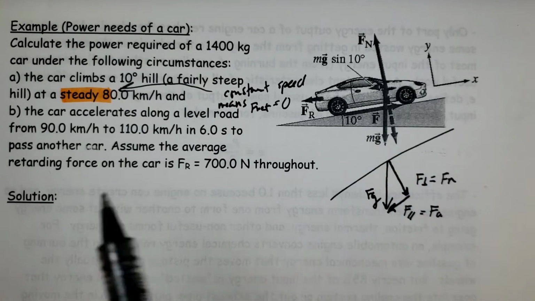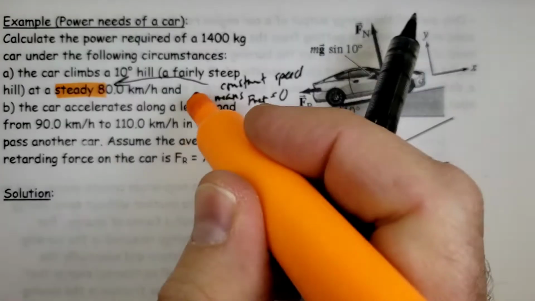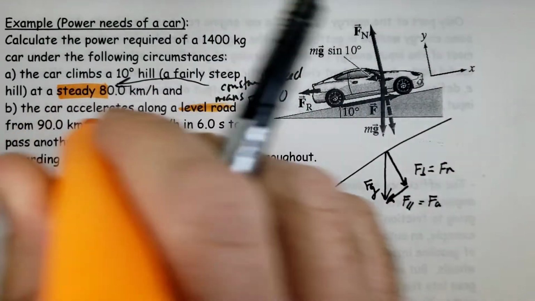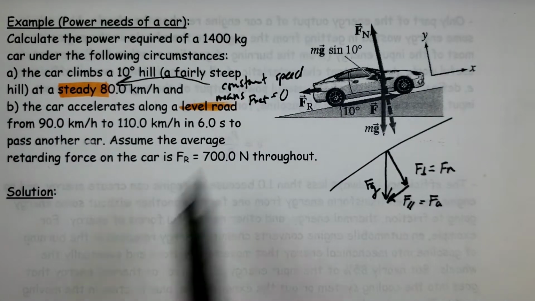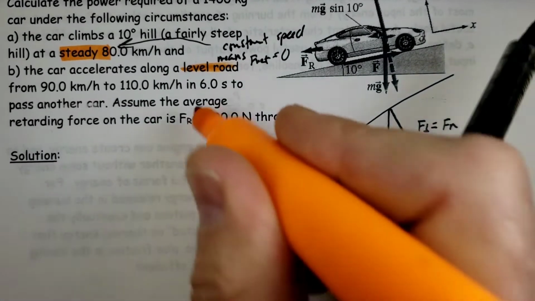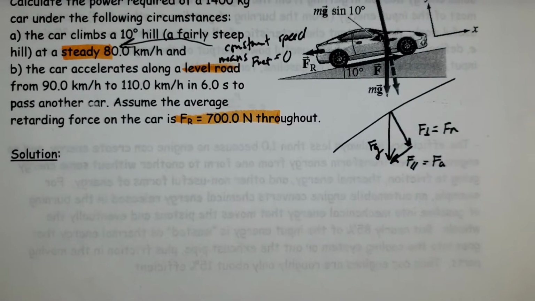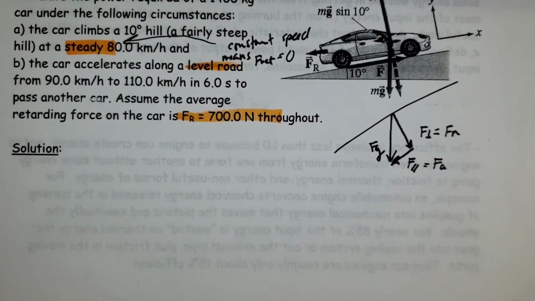And then part B, the car accelerates along a level road and goes from 90 kilometers per hour to 110 kilometers per hour in 6 seconds. Assume the average force working against you in this scenario is 700 newtons. So there's quite a few different things we're going to have to figure out here. So we're looking at power.